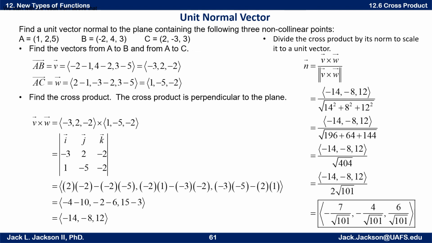We want to make it a unit normal vector. N is the vector we're looking for. We just make this into a unit vector by dividing it by its magnitude, by its norm. So we're doing the cross product divided by its norm, which will be a unit vector perpendicular to both of these two vectors, and hence perpendicular to every vector in that plane.